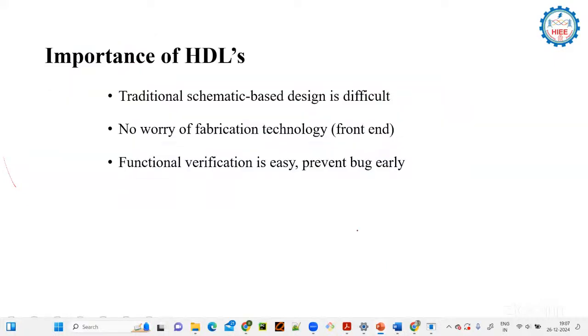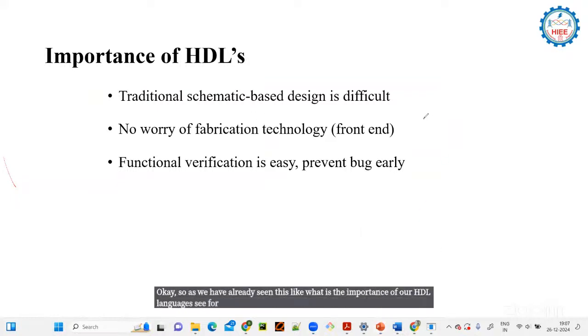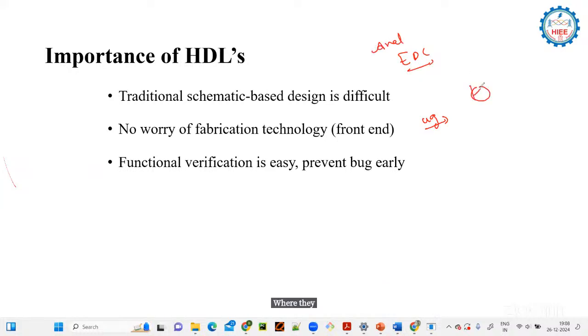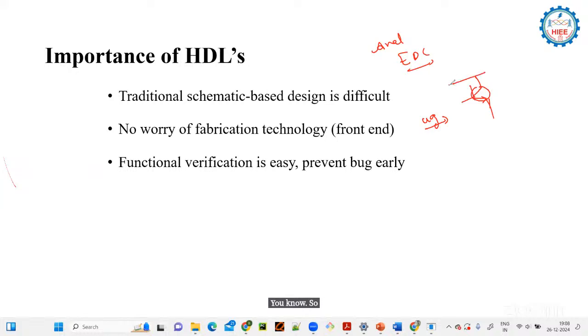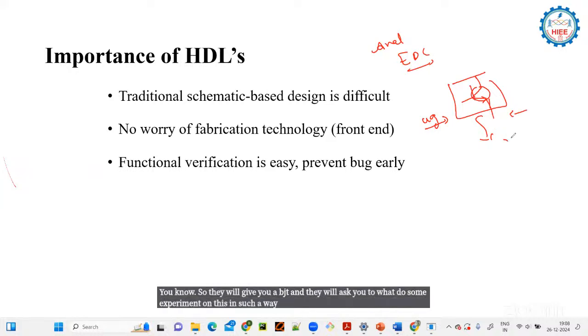So as we have already seen, what is the importance of our HDL languages? For example, in your UG you might have some lab like EDC or Analog Electronics Laboratory, where they will give you a BJT. I don't know whether BJT is still alive or not. They will give you a BJT and ask you to do some experiment on it in such a way that you have to determine its region of operation.